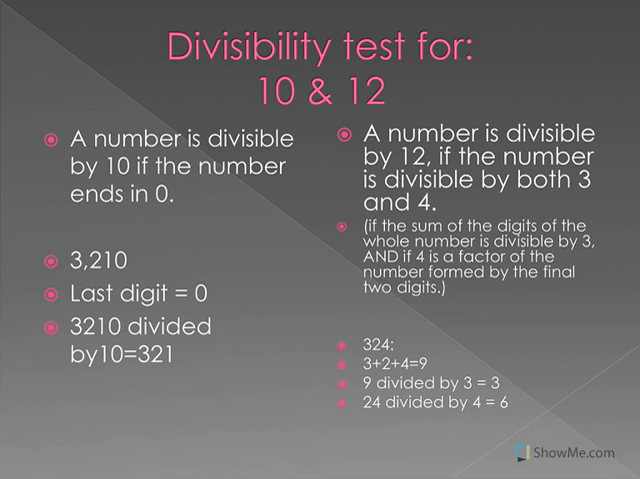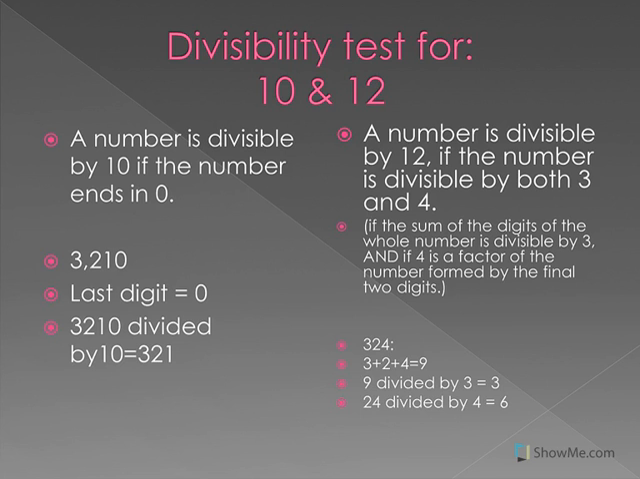In the divisibility test for 10 and 12, a number is divisible by 10 if the number ends in 0. It's very simple. 3,210 shows the last digit is 0. Therefore, it's divisible by 10.